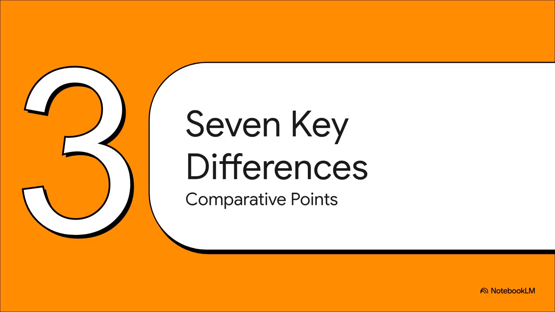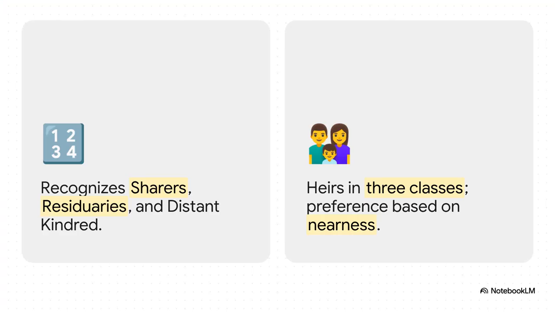Heading number 3, 7 key differences. In your exam script, you absolutely must number these points clearly. Use bullet points. Please do not write in giant, unreadable paragraphs. Point 1. Principle of distribution. Sunni recognizes sharers, residuaries, and distant kindred. Shia, heirs divided into 3 classes, preference based on nearness of relation.